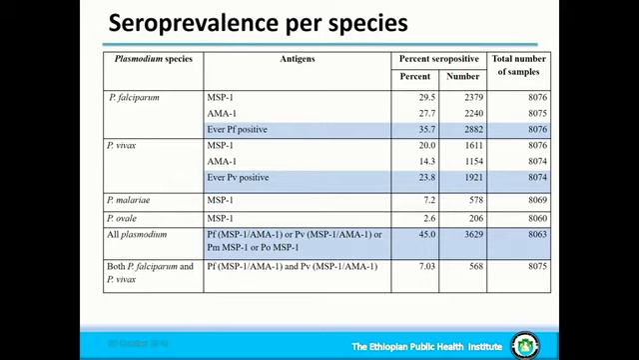And as you also can see, we have good numbers for P. malariae and P. ovale, 7.2 and 2.6%, though they're not considered important in the country.